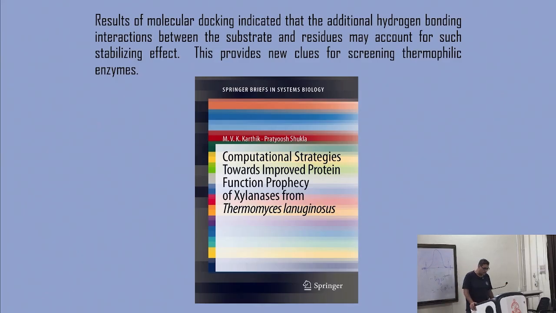The whole study, the computational strategy, is published. It is in the form of a book, Springer Briefs in Systems Biology. We were not able to include all the mutants in the book, but we still have the data for all the mutants, the docking, simulation and other strategies. It is a small book, probably 40 pages. It contains the information about most of the family 11 xylanases from Thermomyces lanuginosus, and this gives a basis for researchers who are targeting xylanase for other applications.